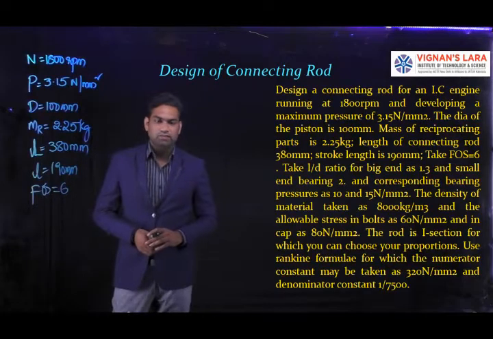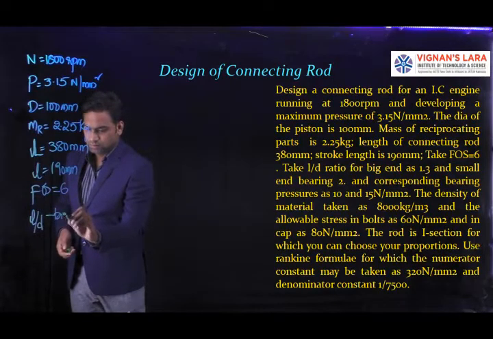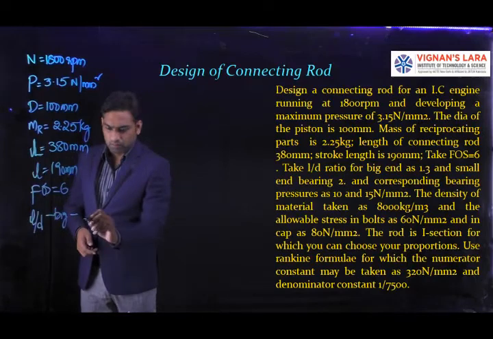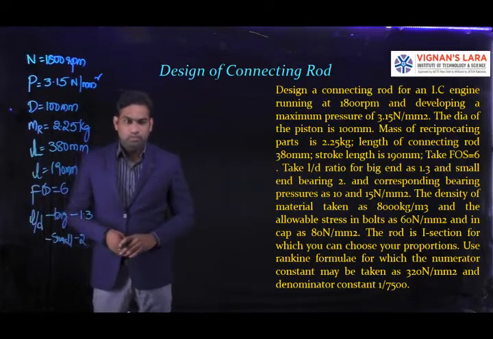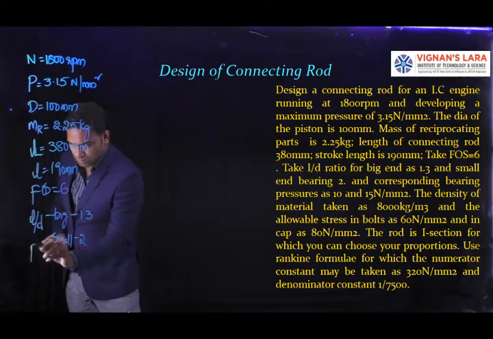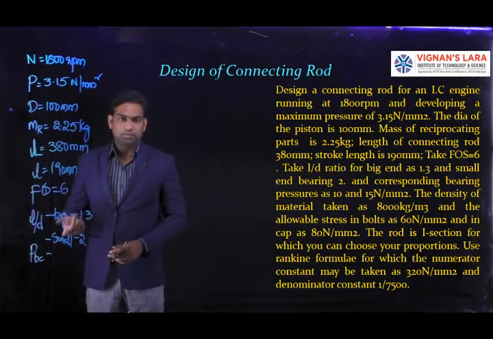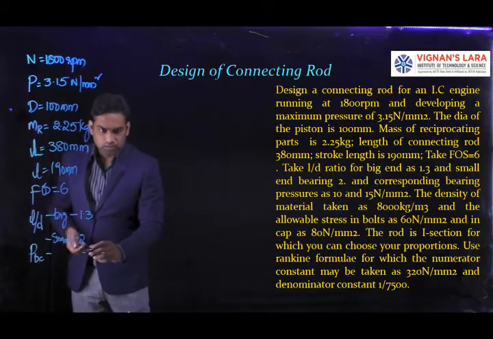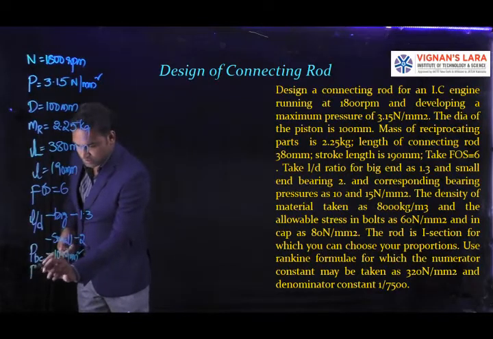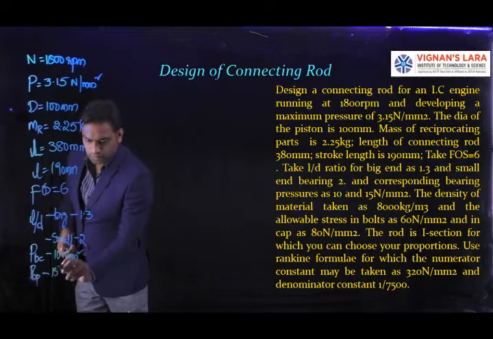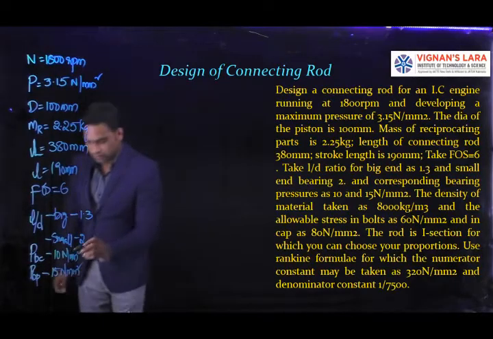The L by D ratio for big end and small end bearing: for the big end, it is 1.3, and for the small end, it is 2. The corresponding bearing pressures are also given. The bearing pressure at the big end, that is the crank pin, we denote with PBC, and PBC is 10 newton per mm square, and the bearing pressure at the piston pin is 15 newton per mm square.